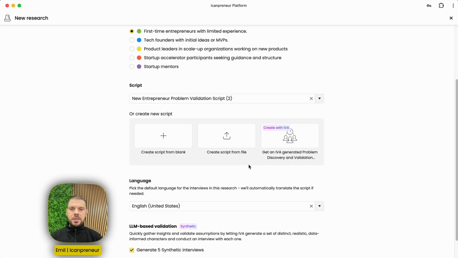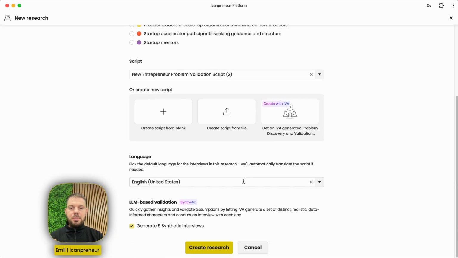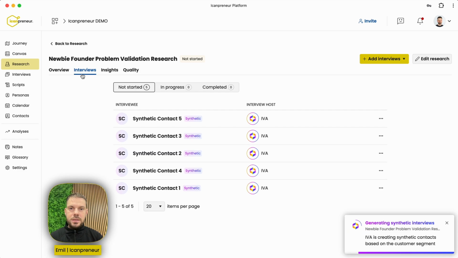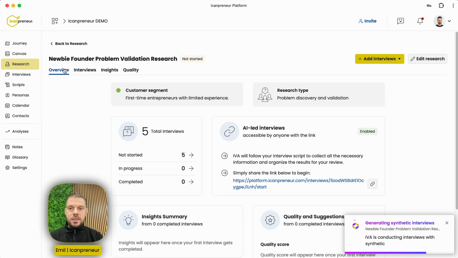Now that I have the interview script, I can pick which language we're going to use for this customer research, and I can pick between 36 languages. So now I'm ready to start this research. The first thing that happens is that the platform is generating the first 5 respondents that are part of my customer research. Those respondents are synthetic contacts that are based on the description of the customer segment. In this case, that is first-time entrepreneurs with limited experience.